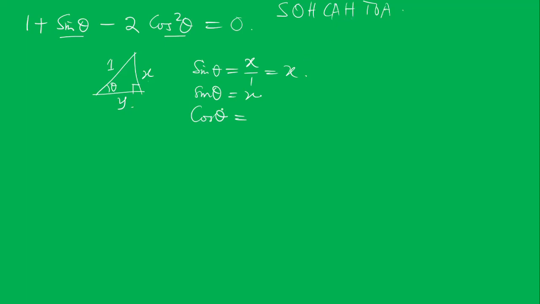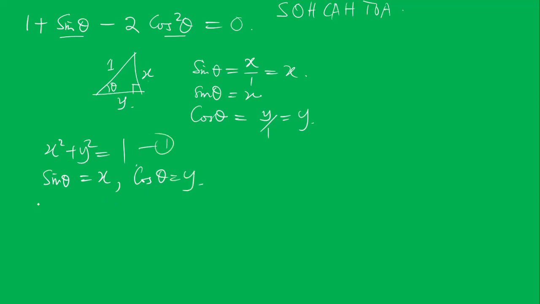The cosine is adjacent all over hypotenuse. So the adjacent to the angle is y, so we have y all over 1, which is equal to y. Now, if you look at this properly, using Pythagoras theorem, you have x squared plus y squared equal to 1. And since sine theta has been proven to be equal to x, and cos theta has been proven to be equal to y, substituting into this equation, you now have sine square theta plus cos square theta equal to 1.